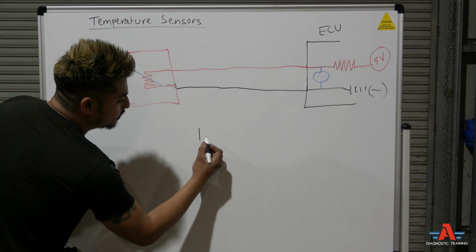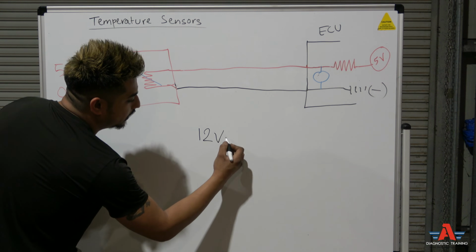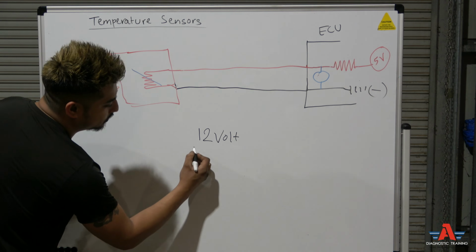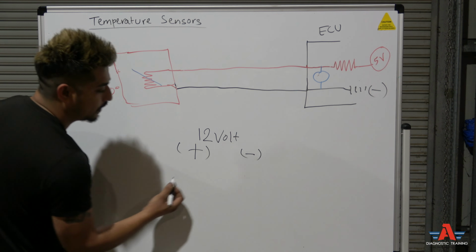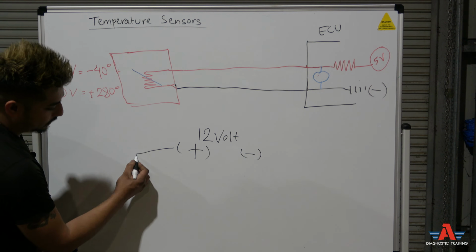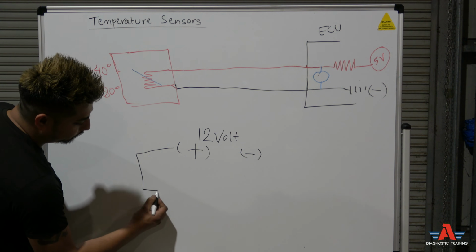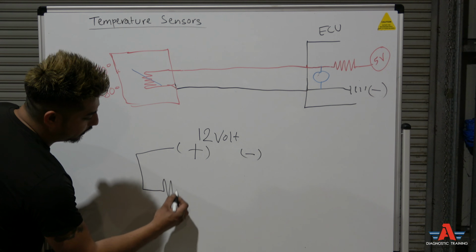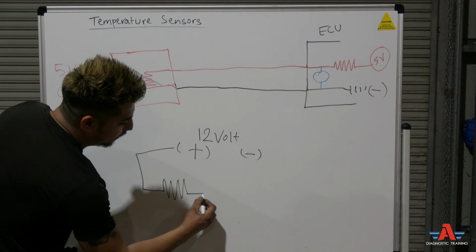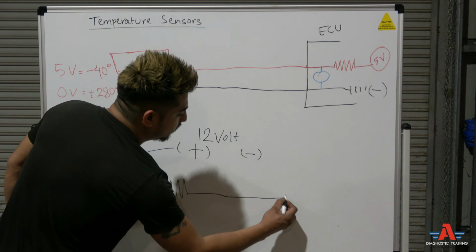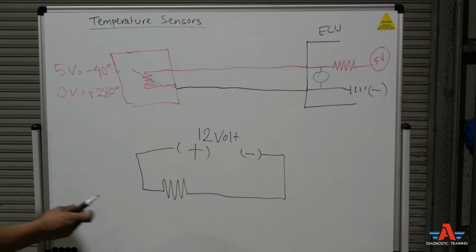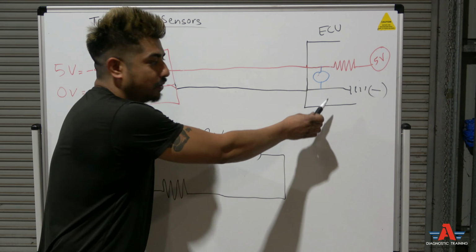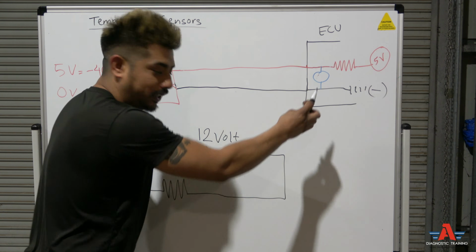Okay, down here, I'll just make another circuit. So you've got a 12 volt circuit, let's say, right? You've got a battery positive and a battery negative, right? So let's draw a circuit, okay? You have a resistor here, and go back to the battery negative. Now, look at this sensing circuit. Where is that located? Okay?